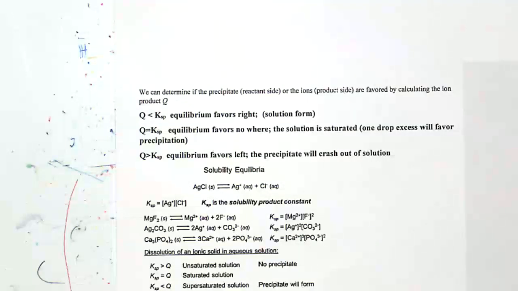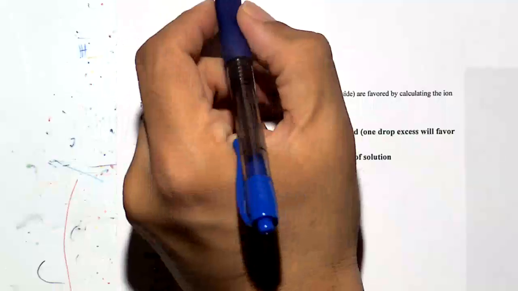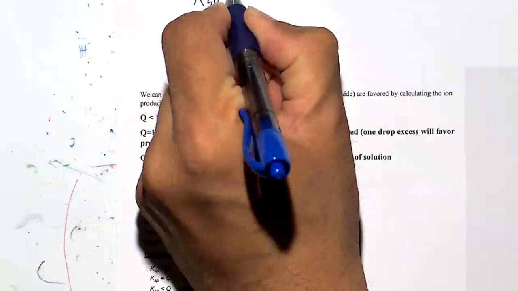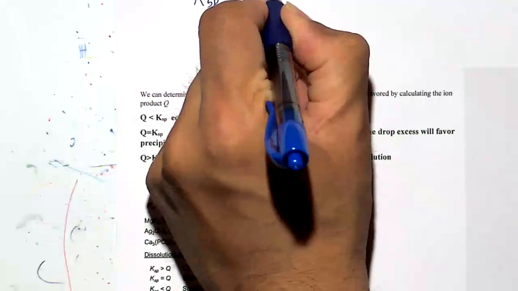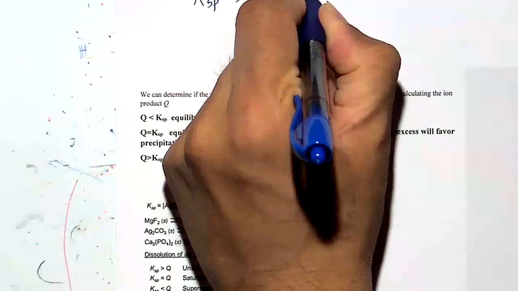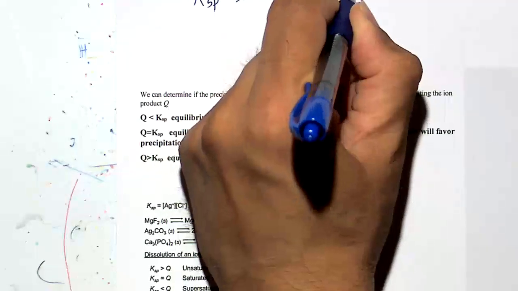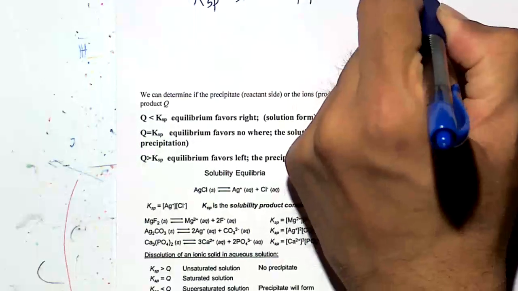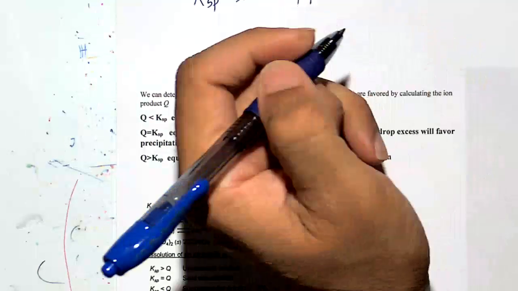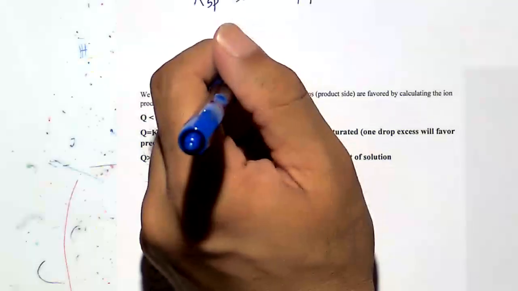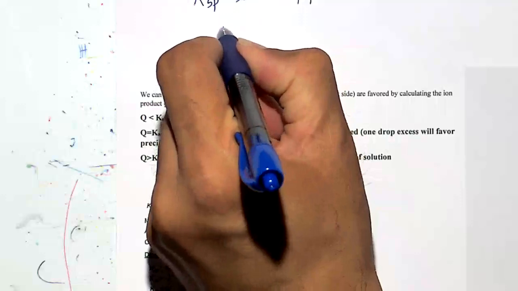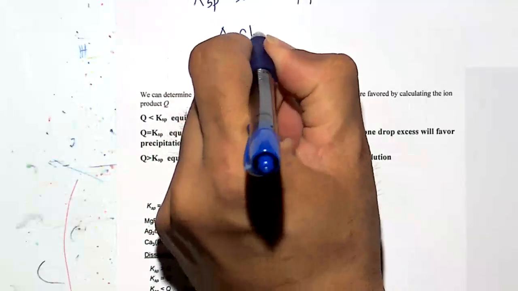Let's get started here. Let's just talk about where we are in terms of our lecture. We have something called Ksp. This stands for the solubility product constant. What you're looking for here is a solid that is sparingly soluble.